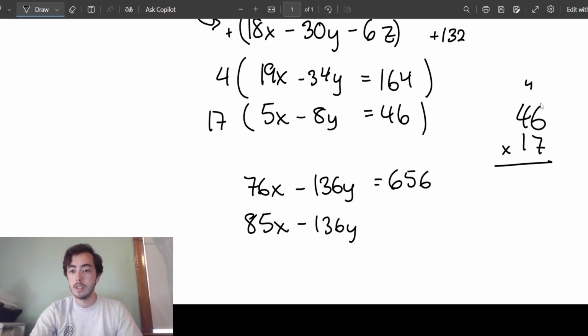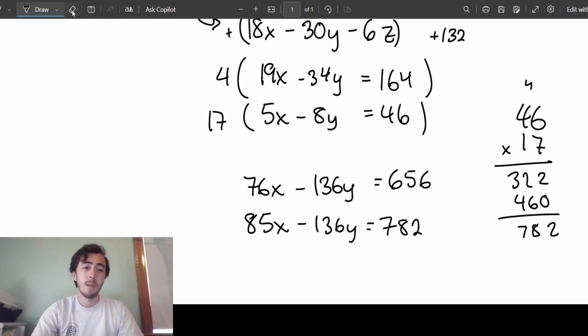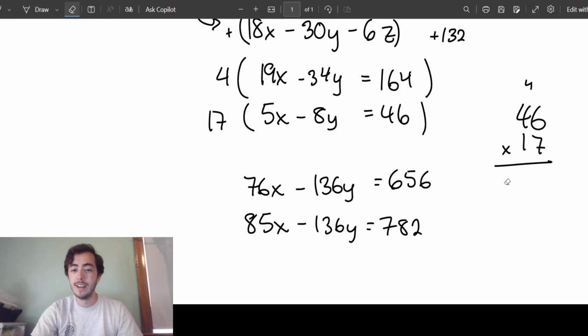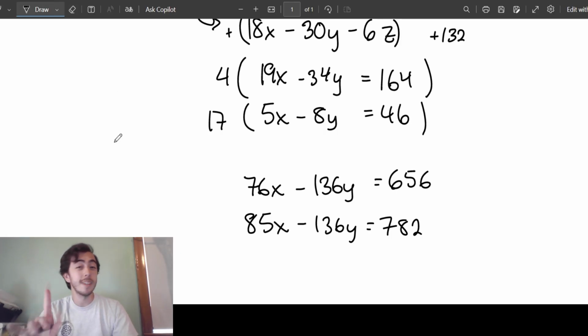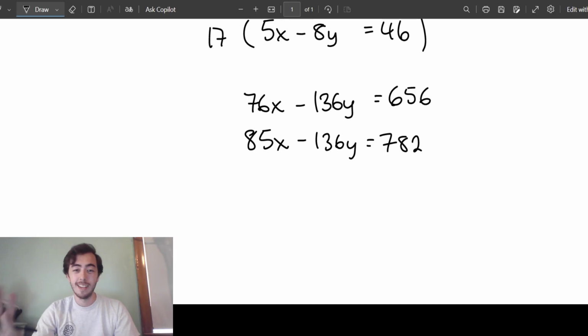7 times 6 is 42. 7 times 4 is 28. Add the 4. Placeholder 0 for my 10. 1 times 46 is 46. Add these up. We get 782. I'm really hoping that my arithmetic is right here. It could be entirely wrong, and that would kind of suck, but I'm feeling like I haven't made any mistakes.